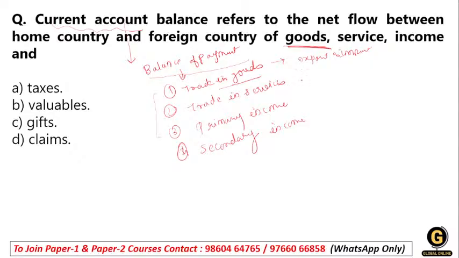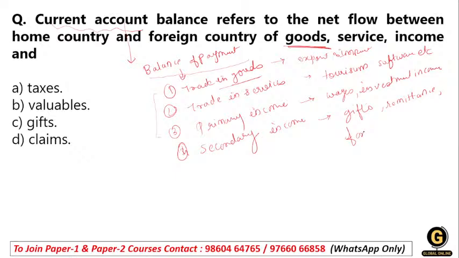Okay, and trade in services is when you make a trade or export trade in things like tourism and software, etc. In primary income it includes kinds of wages and investment income. And secondary income includes gifts, remittances, and foreign aid.